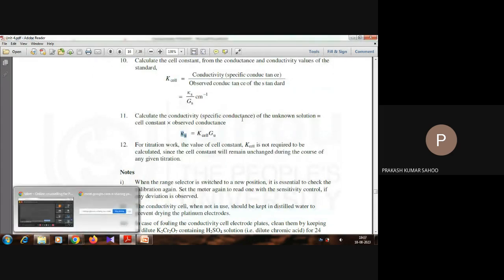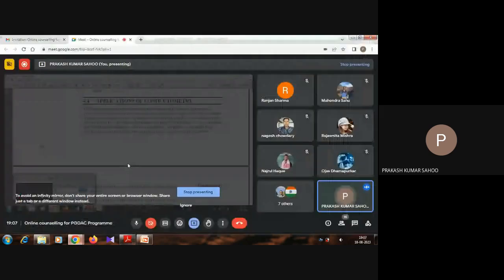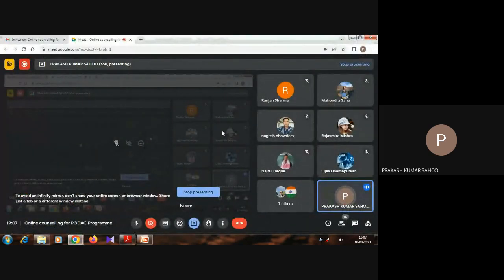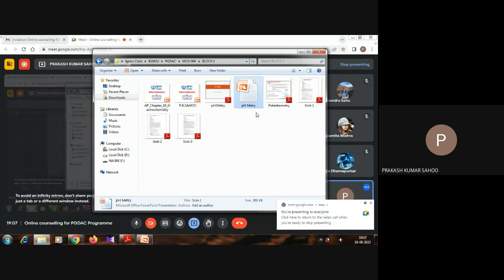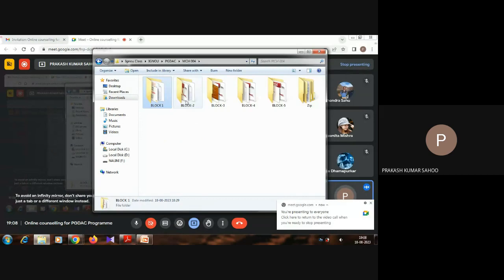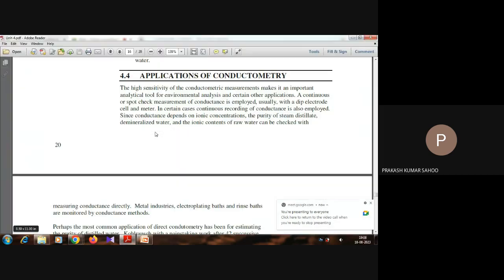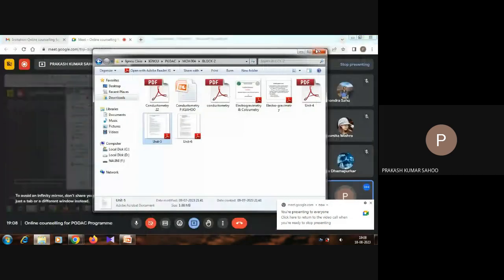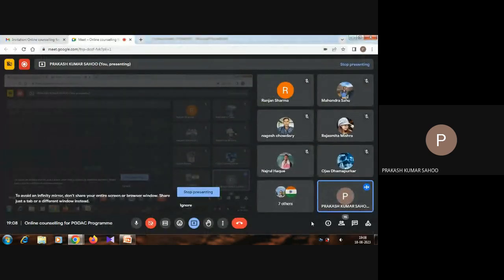So this is all for today's class, that is units 3 and 4, related to your pH metry and conductometry. Tomorrow the next part will be electrogravimetry, and unit 5 will be electrocoulometry, followed by amperometry. These things are there. So I think the class is over today.